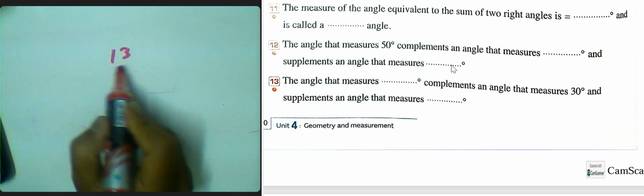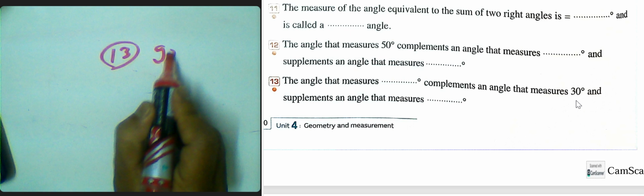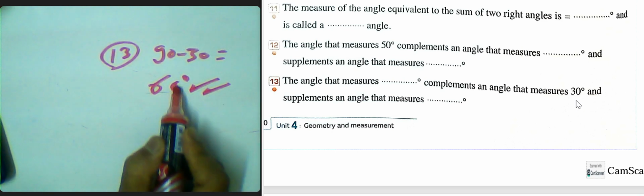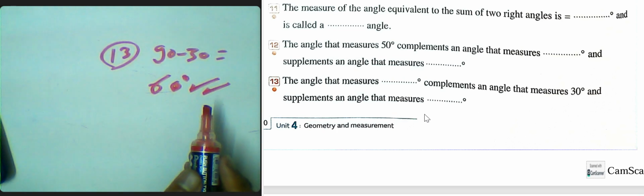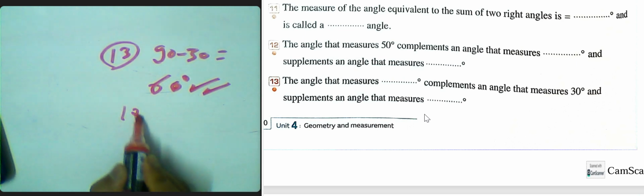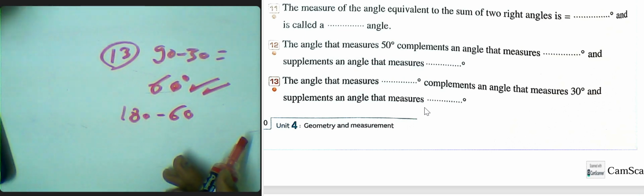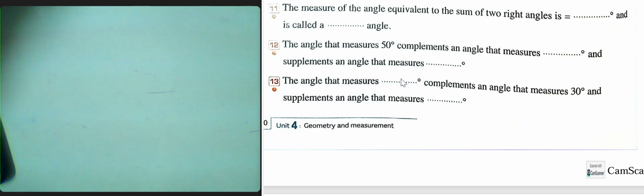Question number 13. The angle that measures 30 has a complement of an angle of what? We want to find the complement, so you can write 90 subtract by 30. The result will be 60 degrees. And the supplement of an angle of what? We have 180 subtract by 60, because he asked about the supplement of 60. The result will be 120 degrees. Supplement. Next question.